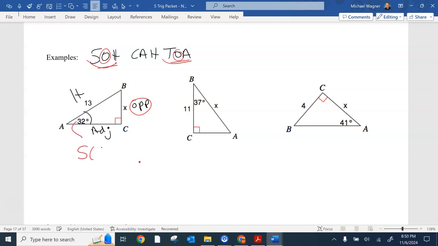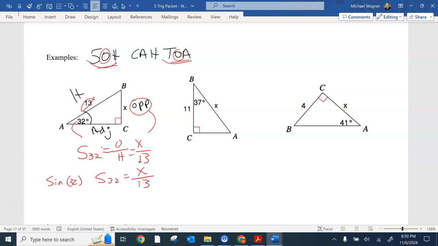So I like to abbreviate it like this. This is called subscript. So sine 32, and of course you can write sine 32, that's fine, but I just abbreviate S32 is equal to opposite over hypotenuse, okay? And we know the opposite is the x from up here, right? So that's equal to that over hypotenuse, which is 13, okay? Now it's sine 32 is equal to x over 13.